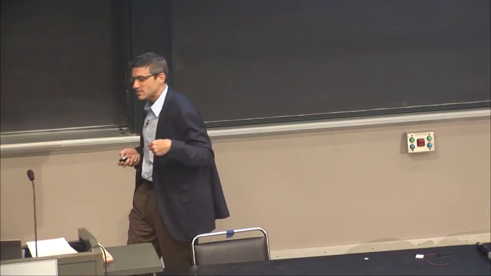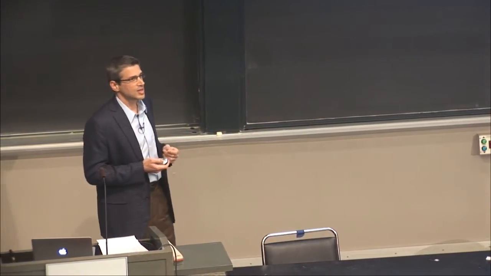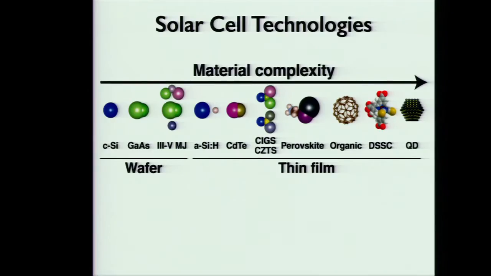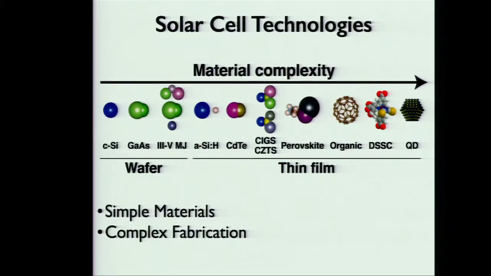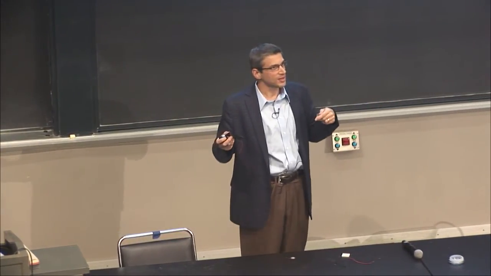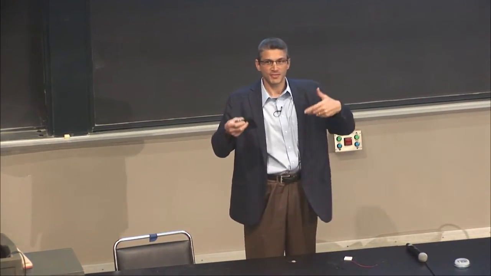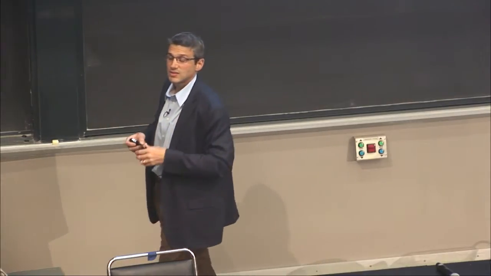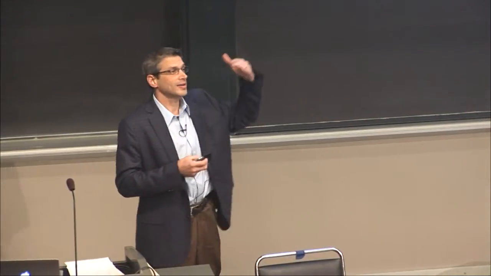And so if you look at this question of cost for solar cells, this is one way to look at it. You have the complexity of the material going from left to right, and on the left, you have very simple materials, right? You have silicon, more than 80% of all solar cells today made out of silicon. And it's a very simple material. It's the same atom repeated everywhere. That's easy, but not really, because you have to spend a lot of time and energy and cost to make this material. You have to go to high temperatures.